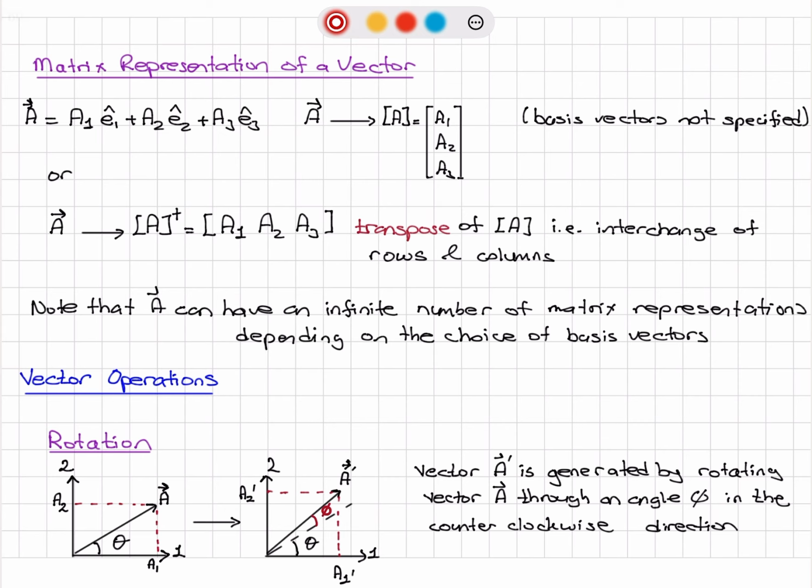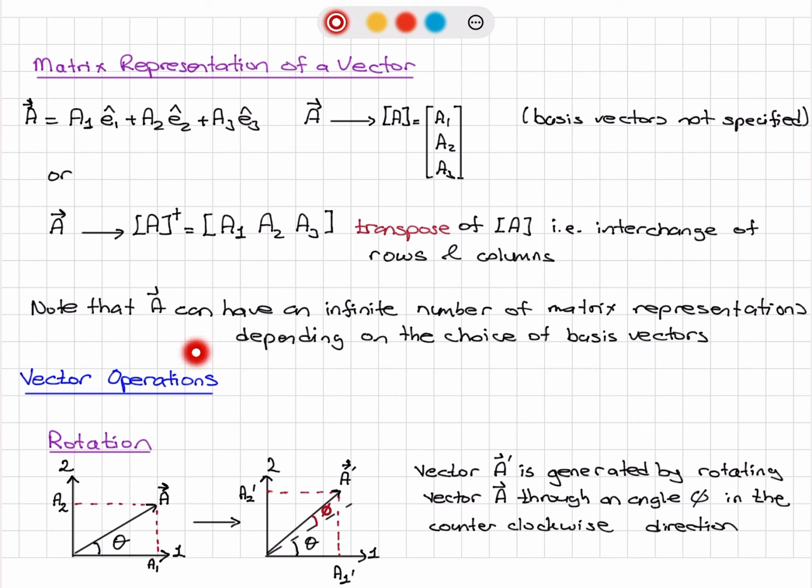And we can also represent a vector either as a single column or a single row. If we represent it as a single column, it would be like this with three components, and the basis vectors are not specified here, so these numbers will change depending on the choice of basis vectors, so we can in principle have an infinite number of matrix representations. If we take the transposition of this, we obtain a single row representation of the matrix, and the transposition is the interchange of rows and columns.